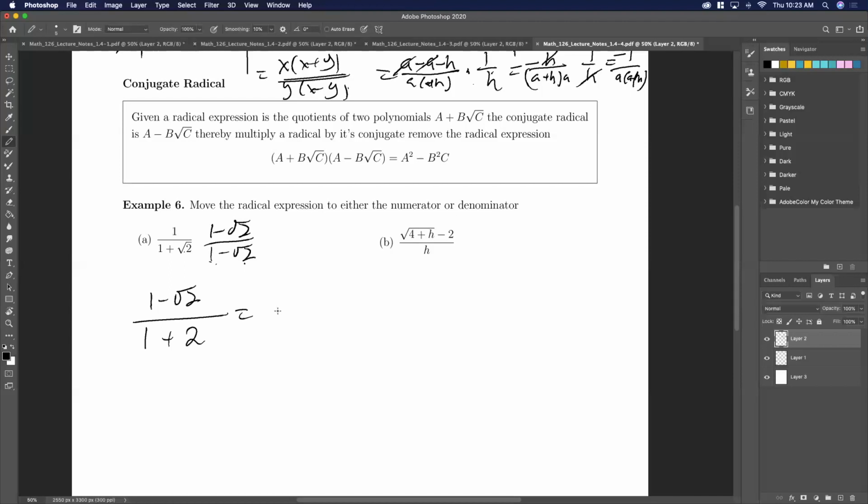And so, no, I have minus the square root of 2. Hold on. Minus the square root of 2 squared, which is 2, which gives me 1 minus square root of 2 over negative 1, which is just negative 1 plus square root of 2.